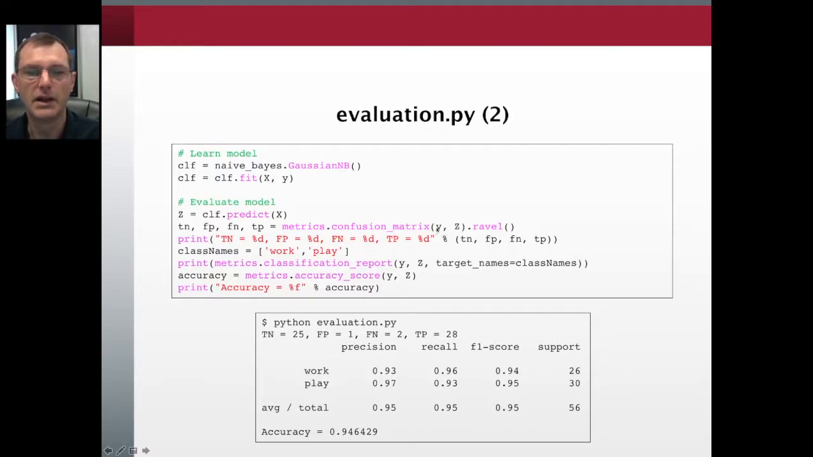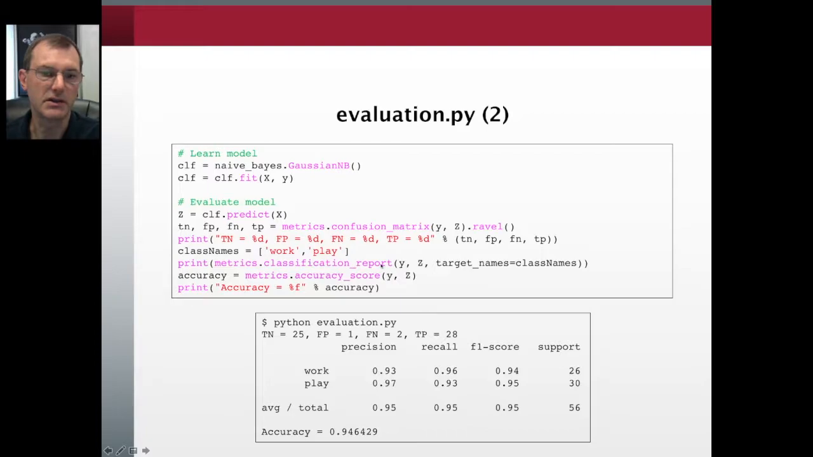So this will compute the confusion matrix for the correct classes versus our predictions. And the confusion matrix, of course, is a 2x2 matrix, and so we use this ravel method that essentially unravels the array of this matrix into one big long list. And that list will contain the 4 entries of our confusion matrix: the true negatives, false positives, false negatives, and true positives. So we'll print those out.